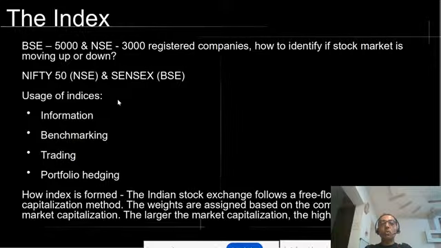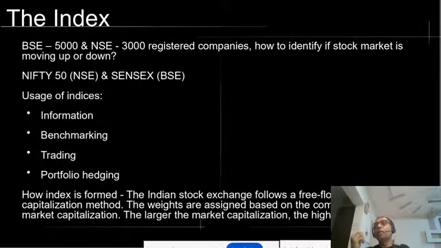The index consists of the biggest 50 companies in the case of Nifty 50, right? Those are the top 50 companies from multiple sectors. It could be banks, oil and gas, and all of the different sectors. The top 50 companies are selected, and these companies are changed depending upon their performance or their market capitalization. That is many times called a free float market. The benefit of having an index is that it gives a pulse of how the markets, or how the country, is performing.